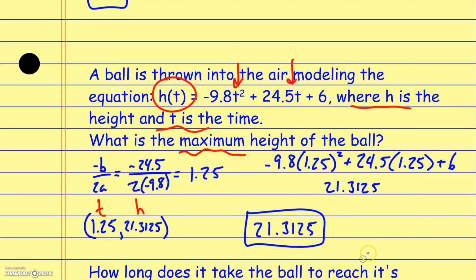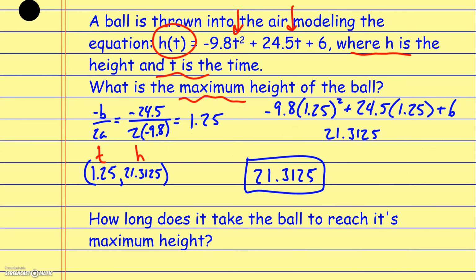If I read the next question, the next part of this thing asks me how long does it take the ball to reach the maximum height. Well, how long does it take to reach the maximum height? In other words, what's the time for the vertex? Well, that's asking about the x value for the vertex. So we already have that answer. It's the 1.25. All right.